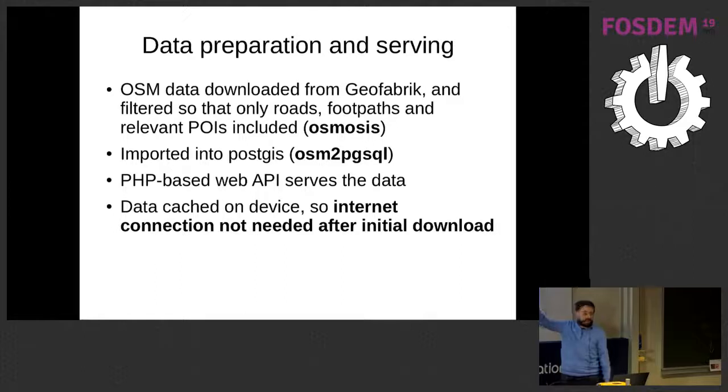Again, it's the standard toolchain, using osm2pgsql. So the PostGIS database on my server is the standard one that you would also use for Mapnik rendering. And then I've written my own PHP-based web API to serve the data. So that's running on my own server. You send it a query and then it returns the data back as GeoJSON. And then that data is cached on the device so that once you've downloaded data for a particular area, you don't need an internet connection again.